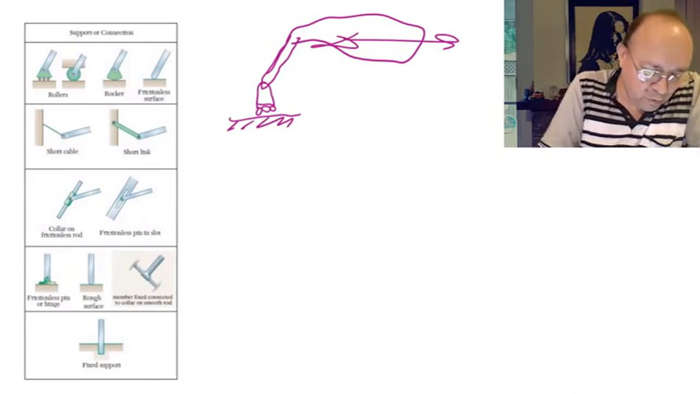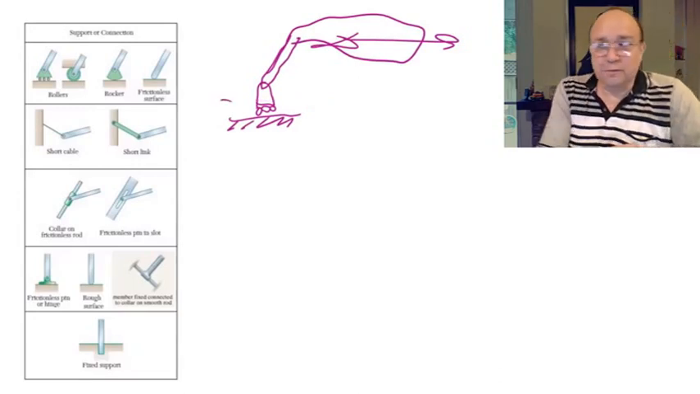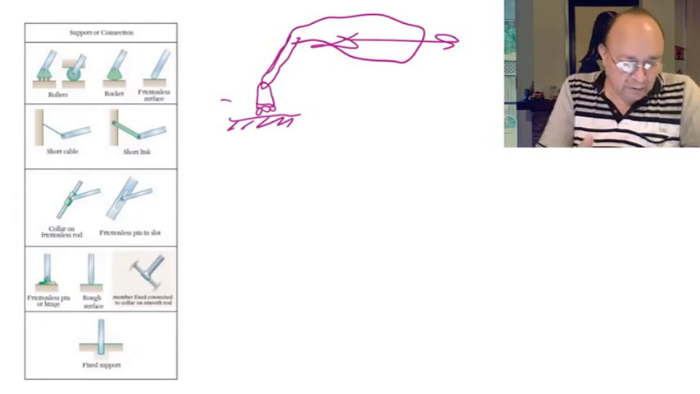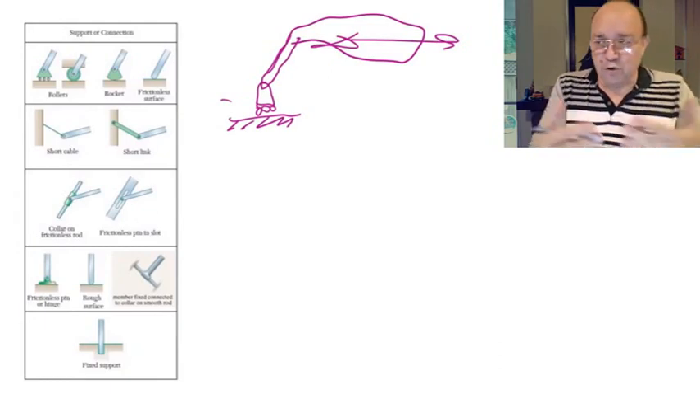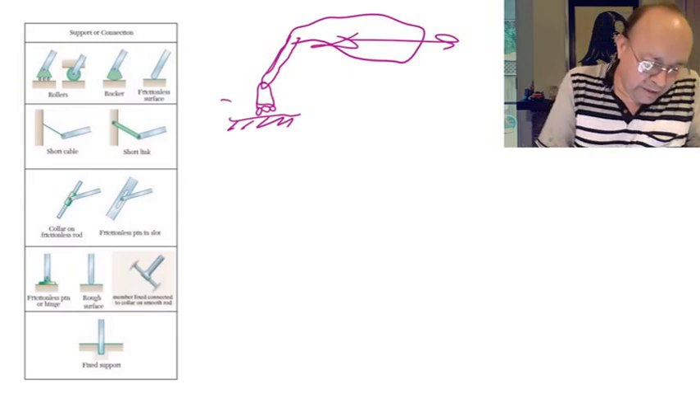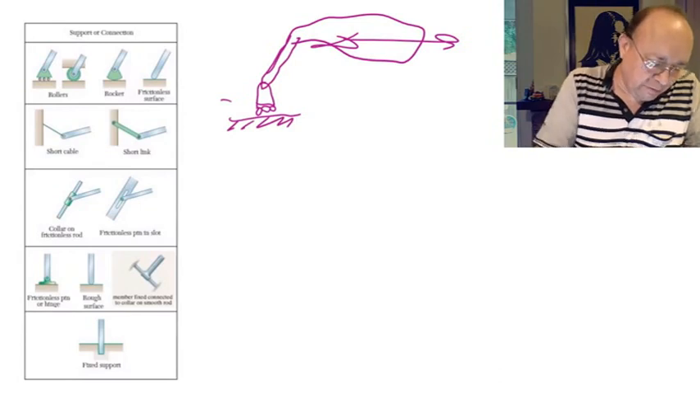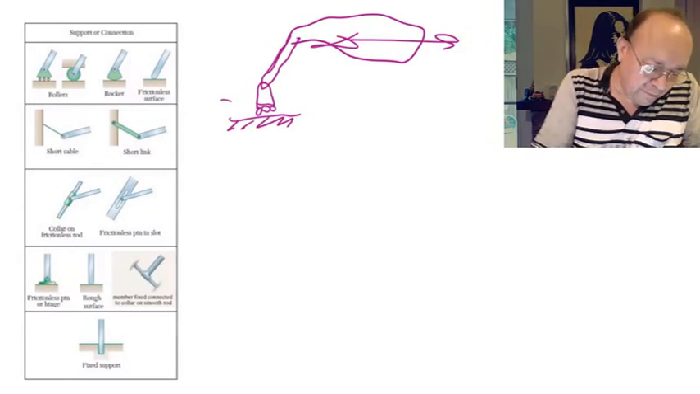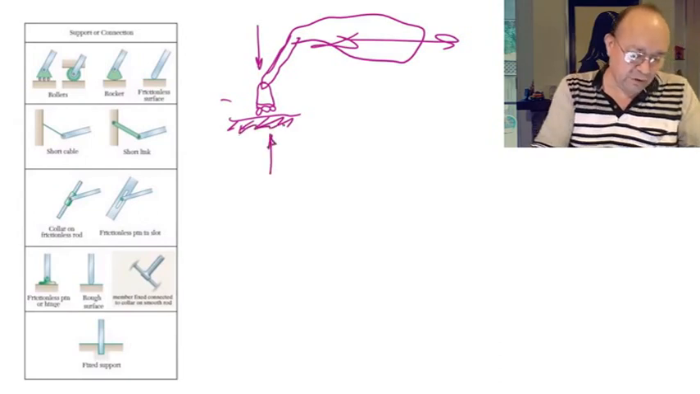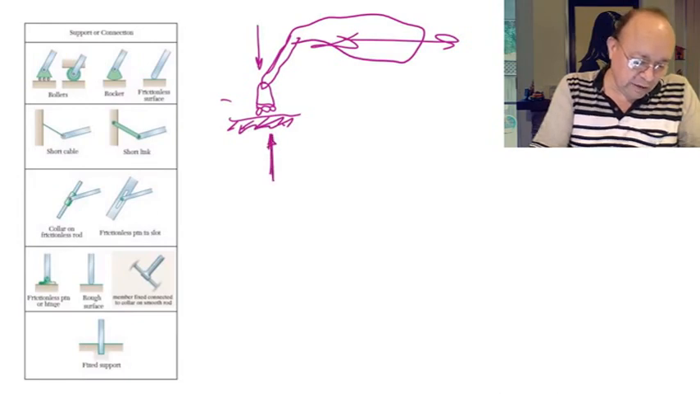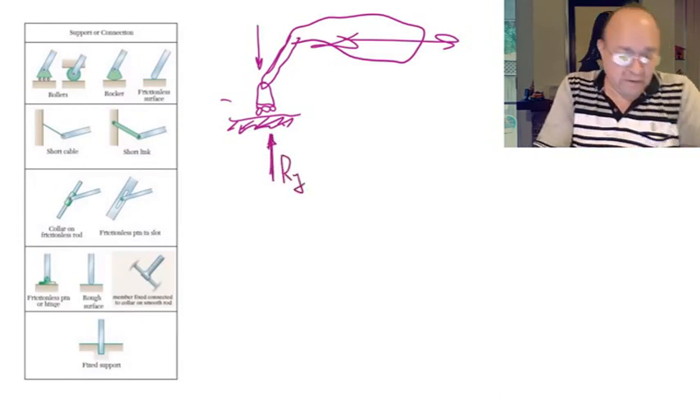This support will move. So that means that this support is not able to produce a reaction to oppose that kind of movement. So there is no force in this direction produced by this support. But if this support tries to apply force down, then the floor down here is going to oppose that force, and it's going to react with a vertical reaction.